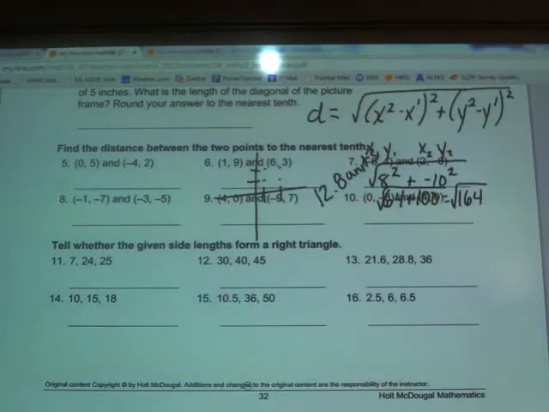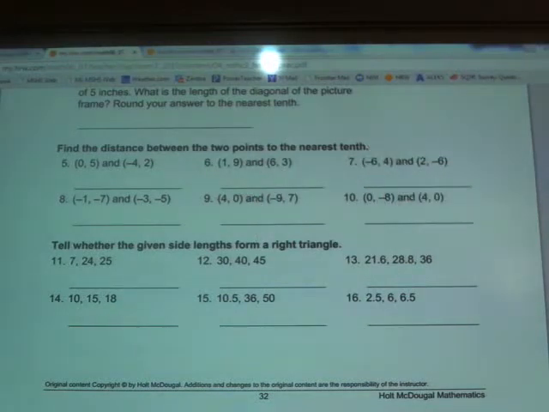All right, let's go ahead and take a look at the questions at the bottom now. The questions at the bottom are asking me to tell whether the given side lengths form a right triangle. So a couple things here we need to remember. One really important thing is that when we're talking about a right triangle, the longest side always has to represent the hypotenuse. Now, they're not really messing with your head in any of these, but they could.